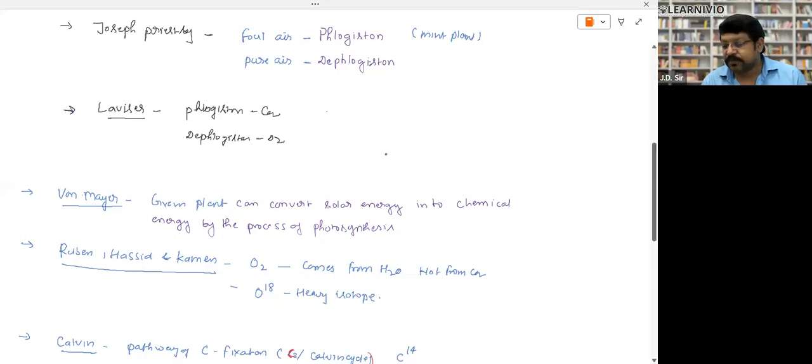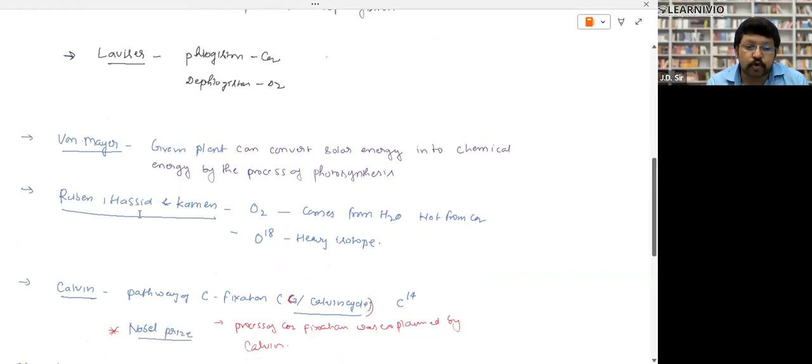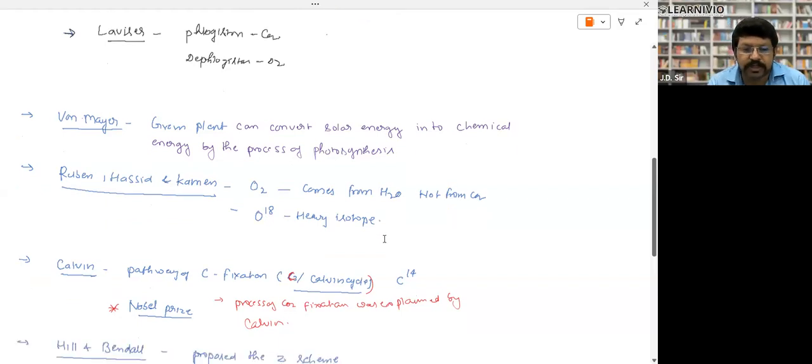After that, one more scientist came, von Mayer. Von Mayer gave the theory that plants can convert solar energy into chemical energy by the process of photosynthesis. Then there are three scientists, Ruben, Hamid, and Kamen. They said that the O2 comes from water, not from carbon dioxide. They used O18 to prove this and to do the experiment.